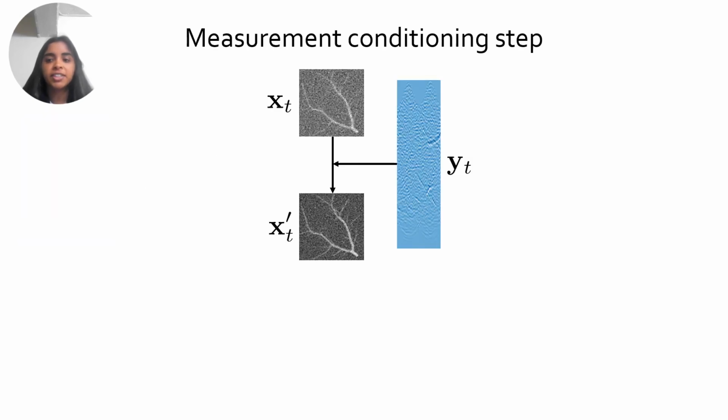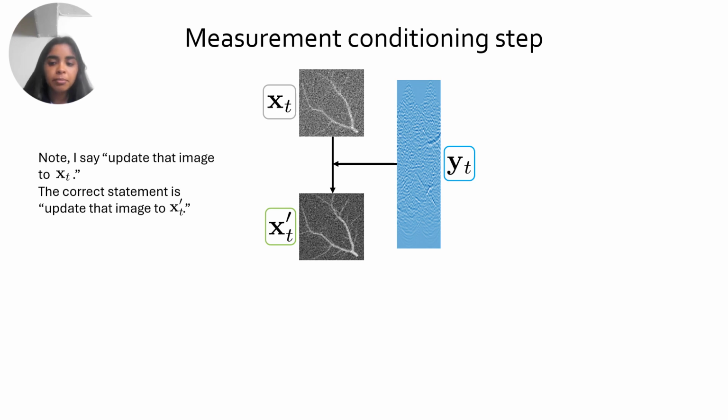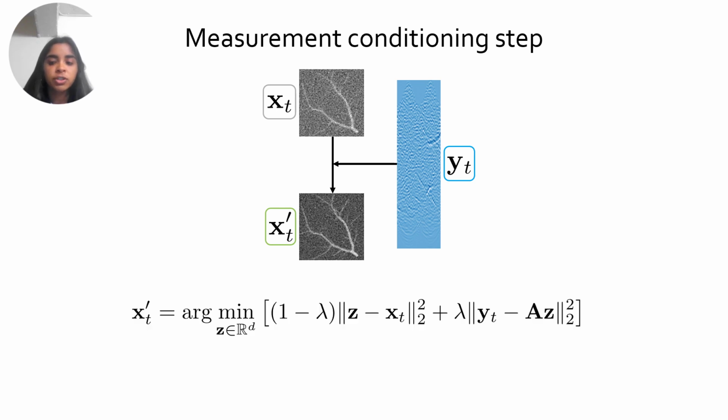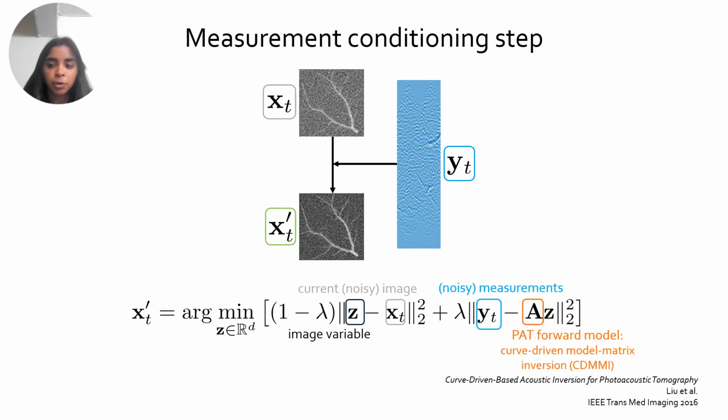Let's zoom into one step of the sampling process. In the beginning, we have xt, which is our current noisy image. We wish to incorporate the noisy measurements, yt, somehow in order to update that image to xt'. We wanted to make the measurement conditioning more general than that of Song et al., so we developed a formulation that supports any inverse problem with a linear forward model. To figure out how to update xt, we solved this optimization problem, where z is our image decision variable, xt is the current noisy image, yt is the current noisy measurements, and A is our forward model.